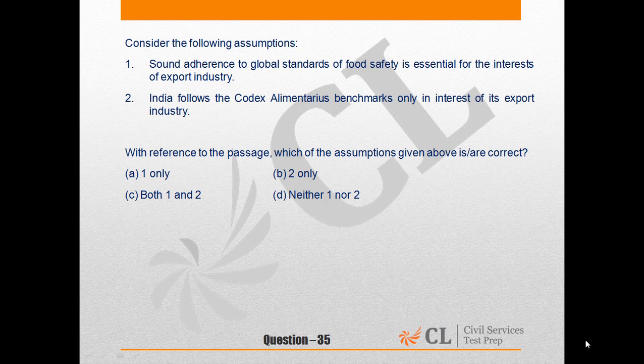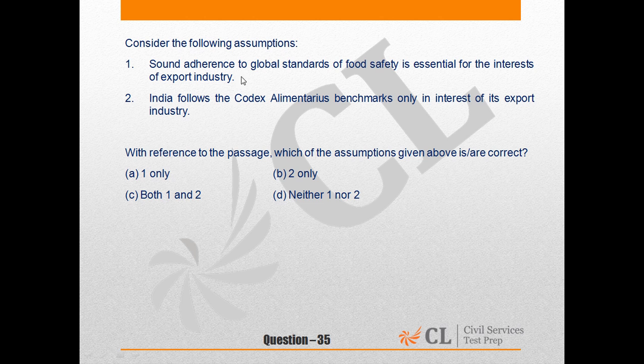This question asks us to identify which of the given assumptions is or are correct. How we identify a correct assumption is, if we negate the assumption, the sentence which is based on this assumption will also be negated. Let us look at the assumptions.